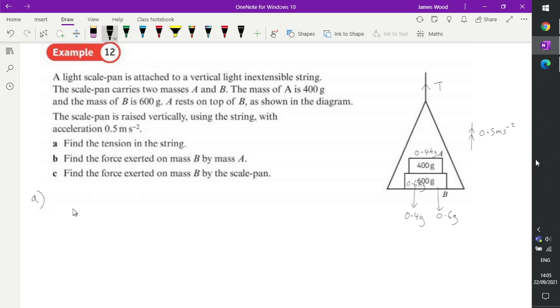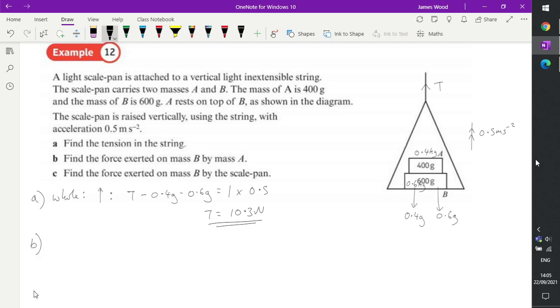We're going to do what we did before. We're going to consider basically the whole system, and we're going to resolve upwards. So I've got T minus 0.4g minus 0.6g equals the total mass, which is 1 kilogram, times the acceleration upwards, which is 0.5. Okay, and if I solve that, then I will get 10.3 newtons. Okay, so there's my answer for the tension.